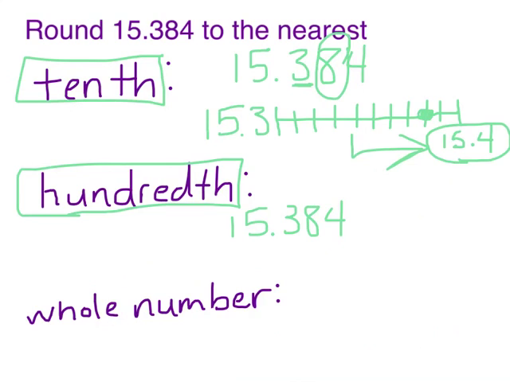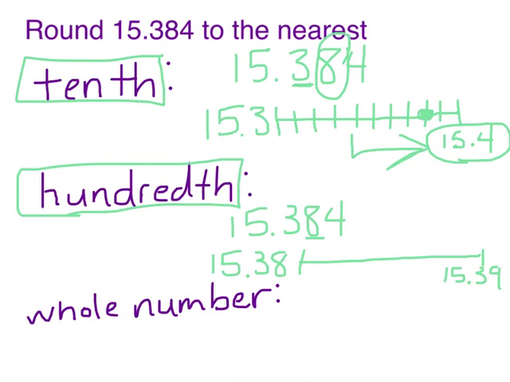Which digit is in the hundredths place? The 8. So which two hundredths is this number between? It's between 15 and 38 hundredths, and 15 and 39 hundredths.